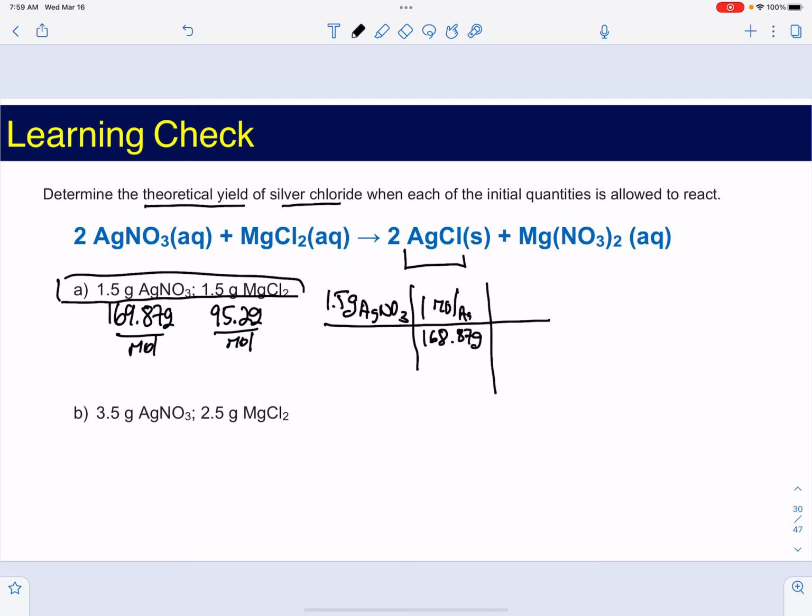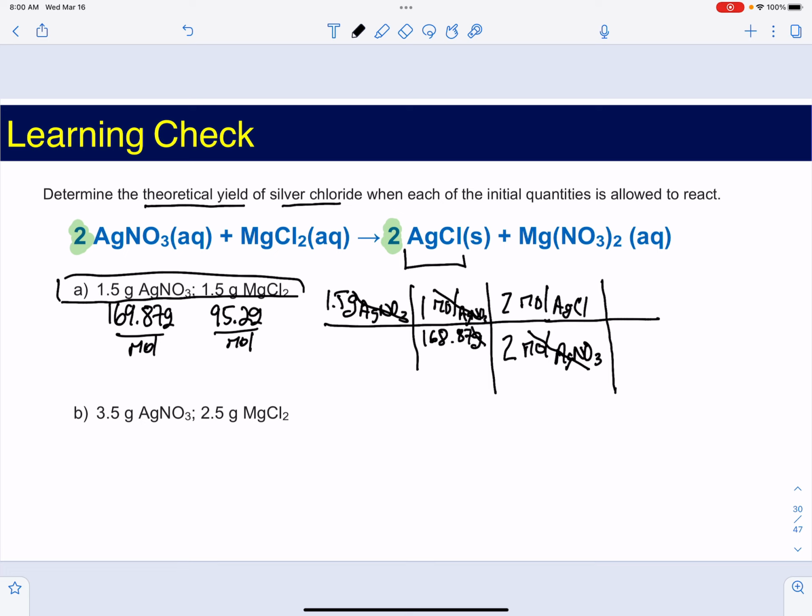And these are going to be moles of silver nitrate. But we're not looking for the moles of silver nitrate, we're actually looking for the moles of silver chloride in relation to the moles of silver nitrate. And this is what we call the mole to mole ratio from the balanced equation. So in this case, we have 2 of silver chloride for every 2 of silver nitrate. That allows us to cancel the moles of silver nitrate, allowing us to find the moles of silver chloride.